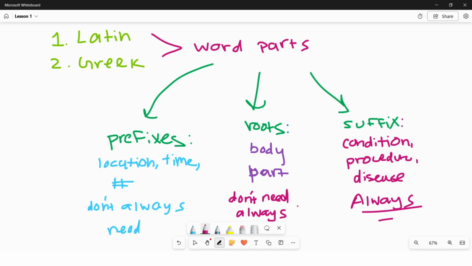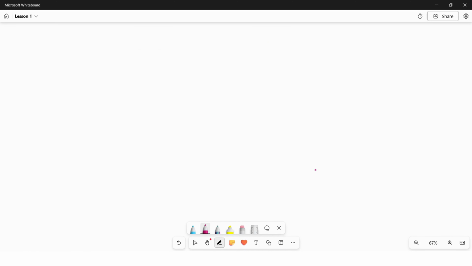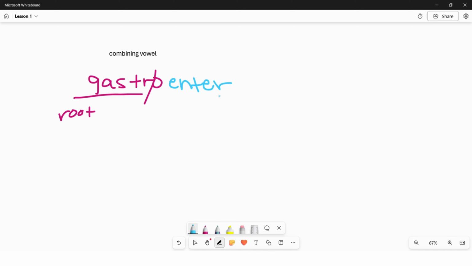And then there's one part of a medical term that's not a prefix, root, or suffix that you'll need to know, and it's called a combining vowel. So, a combining vowel is used when you need to connect two root words. Okay, so if you want to connect gastro, which means stomach, gastr is actually the root only. And then you want to connect enter, which means intestine. You're using the combining vowel of an O right here.